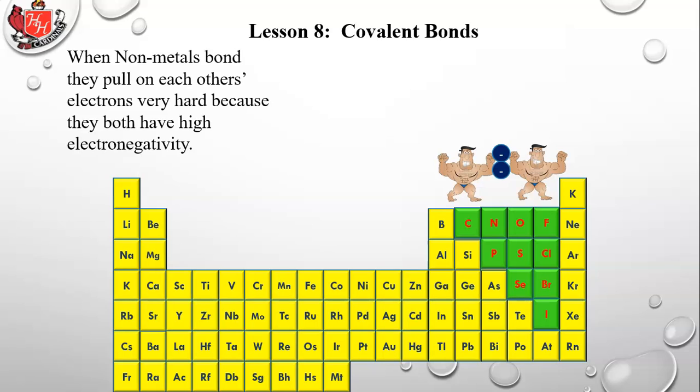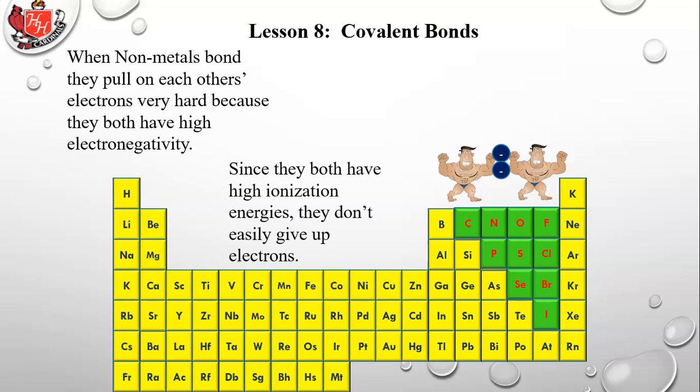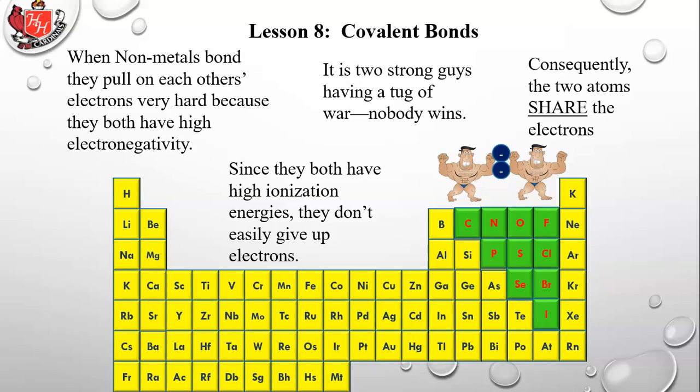So when nonmetals bond, they pull on each other's electrons very hard because they both have high electronegativity. Everything you see over there on the right in green, those nonmetals, have very high electronegativities and pull hard on the electrons of other atoms. But since both also have high ionization energies, they also don't give up their electrons very easily. It takes a lot of energy to pull their electrons away from them. They don't easily give up the electrons. So if two strong guys are having a tug of war, nobody wins. Consequently, the two atoms share the electrons.